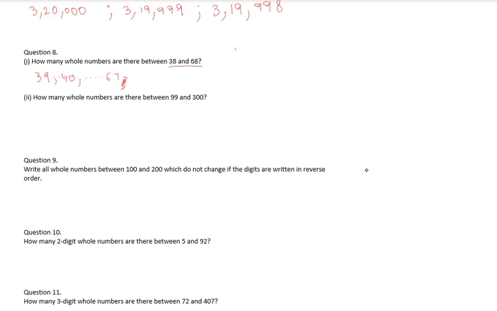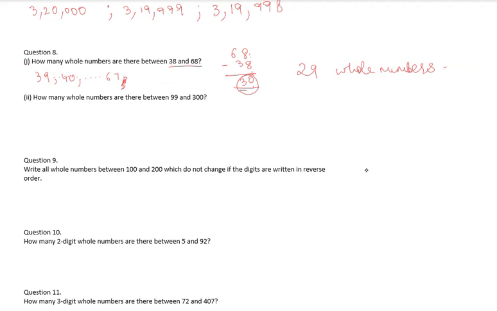So to find how many, we can simply subtract 38 from 68 and we get the answer as 30. But this is not the final answer, because when we do this subtraction, 68 is included. So the answer would be 29 whole numbers, because 68 need not be included.